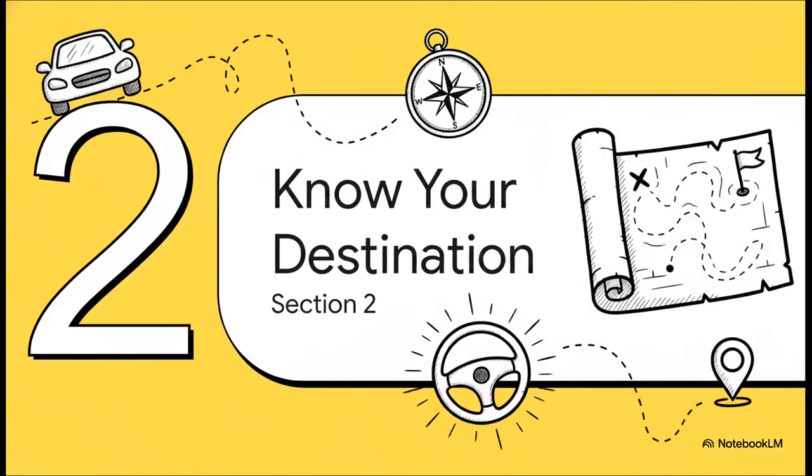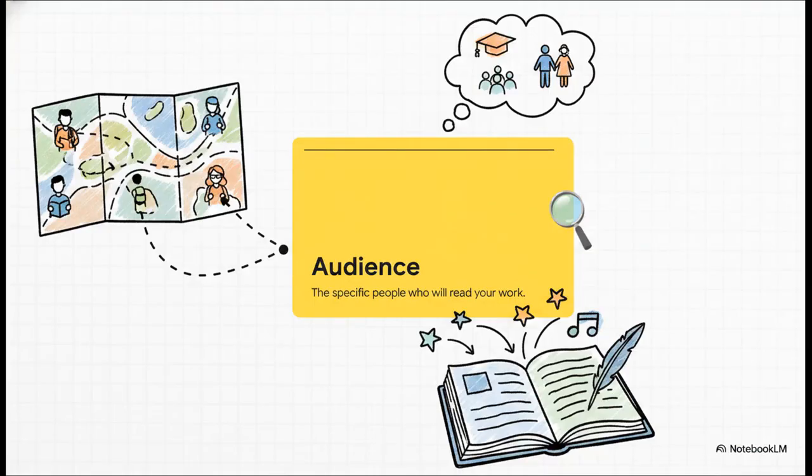Moving right along to section 2, knowing your exact destination. Before we even start the engine on this writing road trip, we have to figure out exactly where we're heading. Now, what's really interesting about this slide is how we define our passengers. Your audience represents the specific people who will be reading your work. You simply can't draw a reliable map if you don't know who's coming with you on the trip.